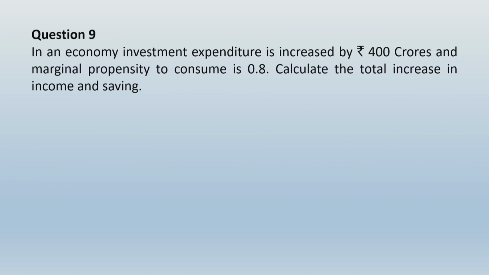Let us move ahead and take up the next question. That will be question number 9. Let us read this question. In an economy, investment expenditure is increased by 400 crores and marginal propensity to consume is 0.8. Calculate the total increase in income and savings. Now, first of all, you should understand one thing very well. If I know the investment expenditure which is increasing by 400, and I know the marginal propensity to consume, I can first of all find the marginal propensity to save, and I can also find the investment multiplier. Then connecting the investment multiplier with the increase in investment expenditure, we can easily work out the amount of increase in income. So let us move ahead and try solving this.